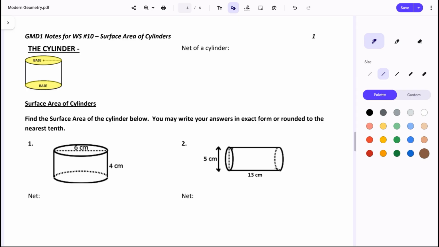So the definition of a cylinder is that this is a solid with two circular bases and a rectangular surface.